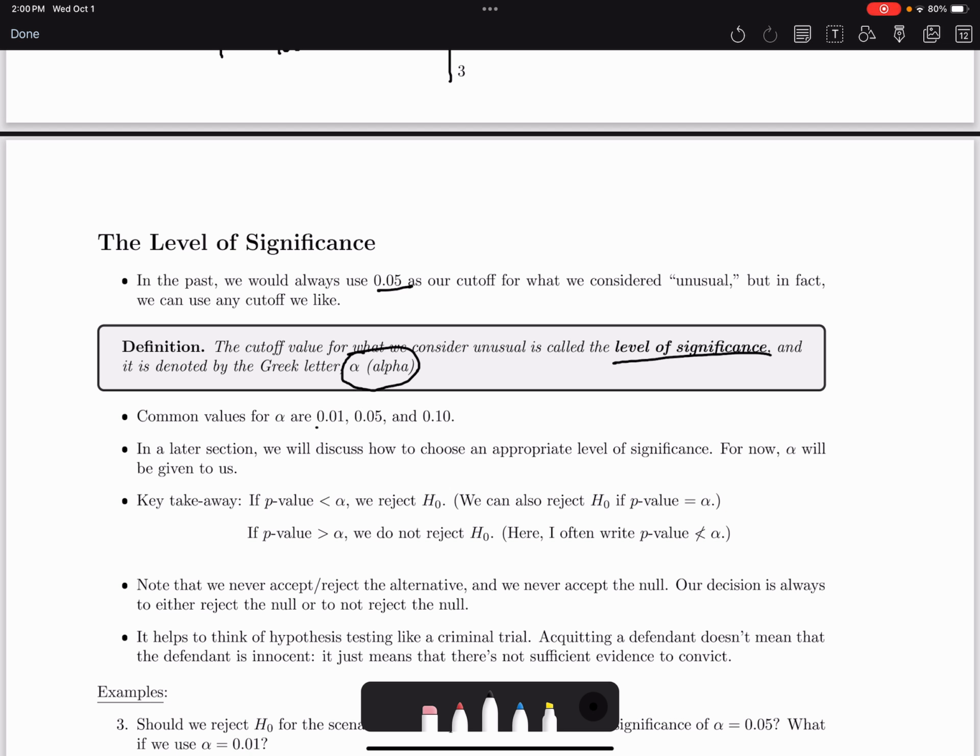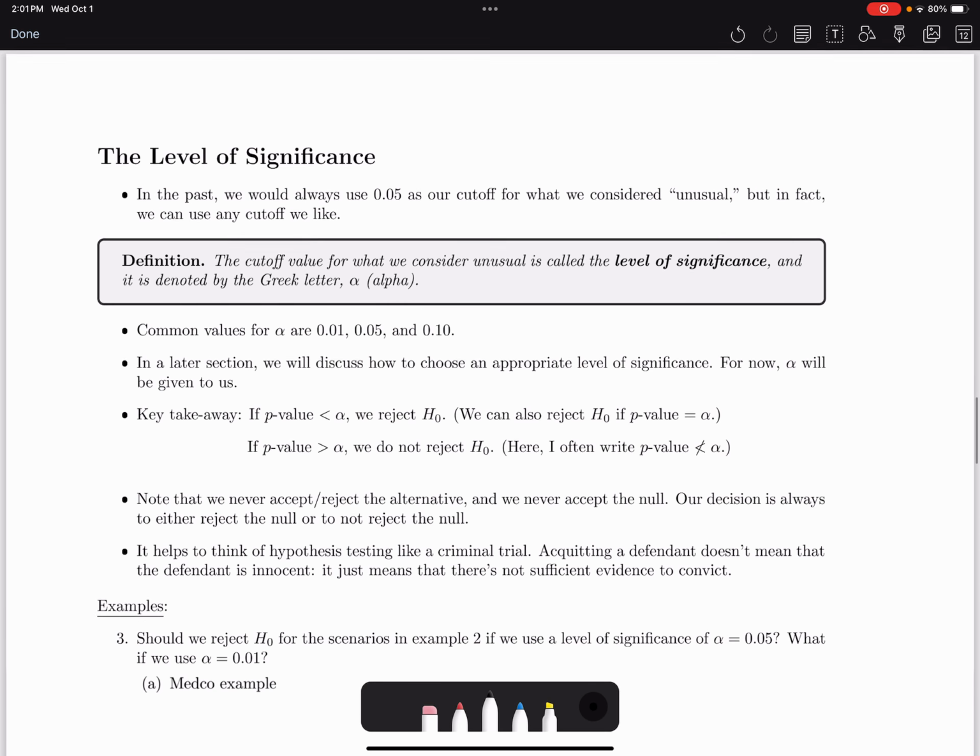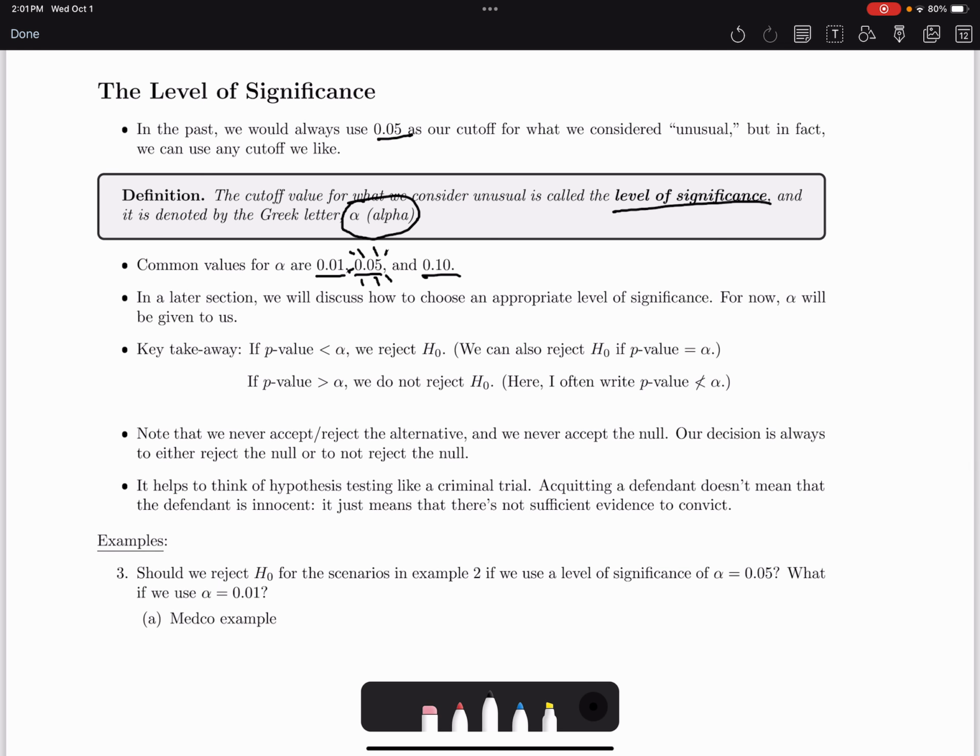The most common values are 0.01, 0.05, and 0.10. And of those three, 0.05 is the most commonly used one, and that's why it's been sort of our default. But technically alpha could be anything the researcher wants. We'll discuss a little bit more about what that means later. But the key takeaway is this: if our p-value is less than alpha, then we reject the null hypothesis. That's how we make our decision.